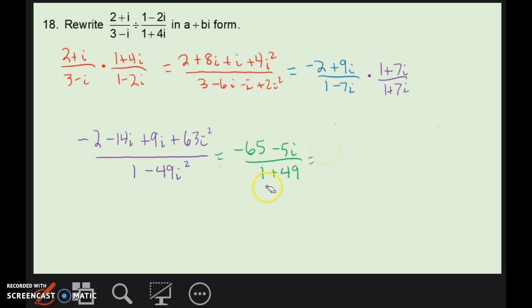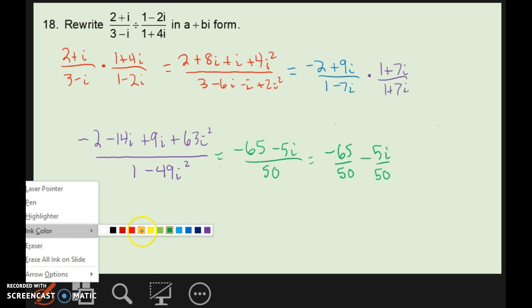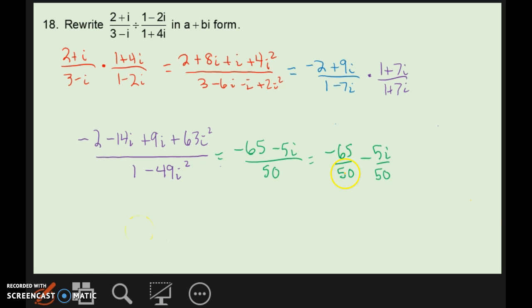I can rewrite that. I'm just going to call it 50. I don't think I need to show that step. So almost there. Our next step is to take those 50s and put them underneath each piece. I just have one more thing to do, which is to simplify my fraction. So 65 and 50, I can take a 5 out of those. That's going to give me negative 13 over 10. And the same thing here, I can take a 5 out of both of those, so negative i over 10 as well. And that is my final.